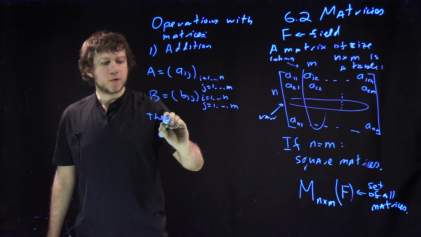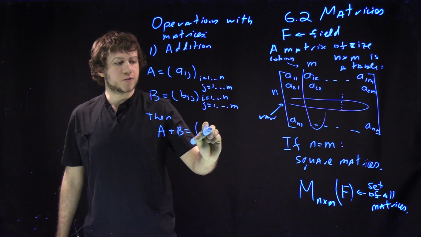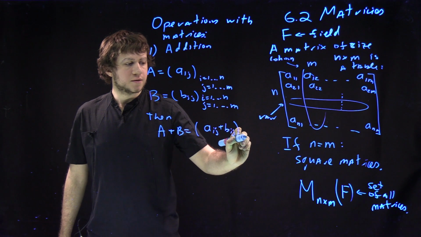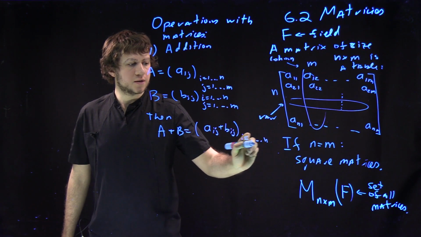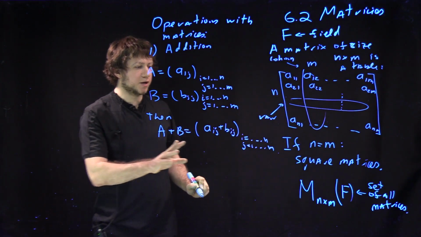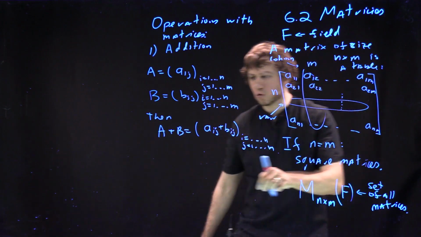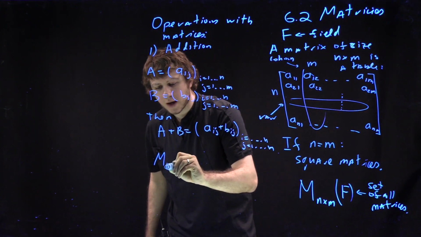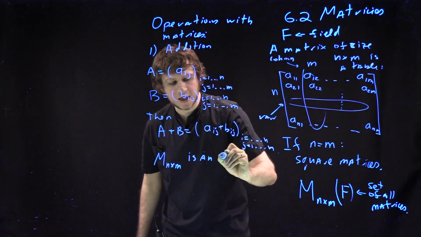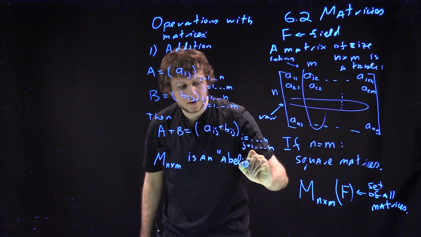Then we can define A plus B as the same kind of matrix where you sum up Aij plus Bij, with i from 1 to n and j from 1 to m. So basically, you can sum up matrices, and this means that M n times m is an abelian group. This is a name for the structure, whatever it means. I will recall in a second.